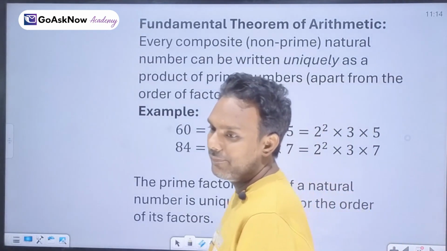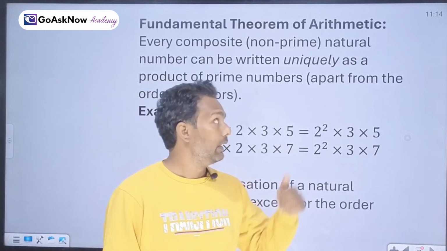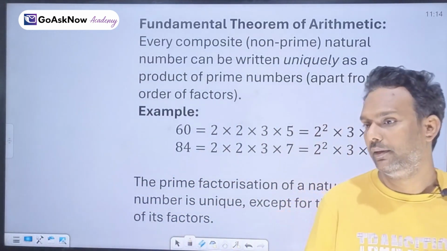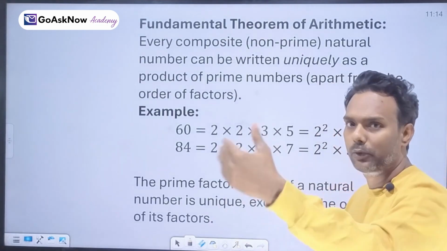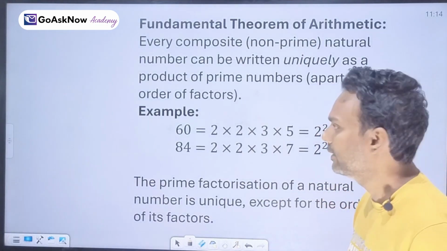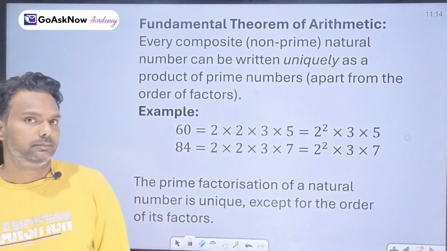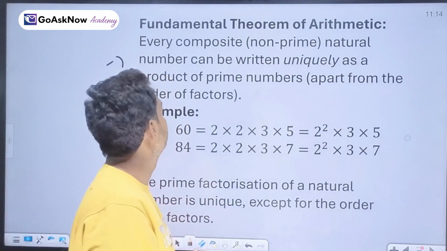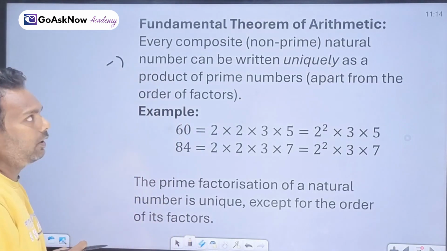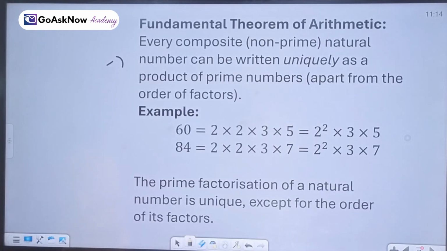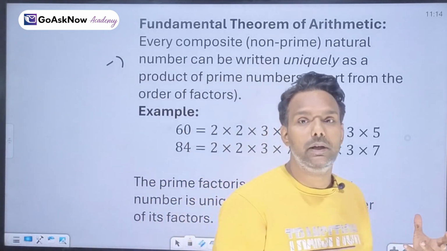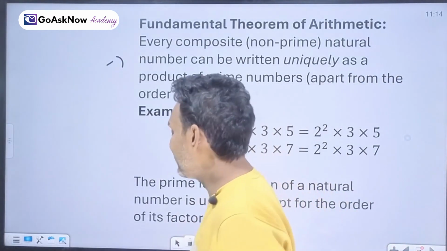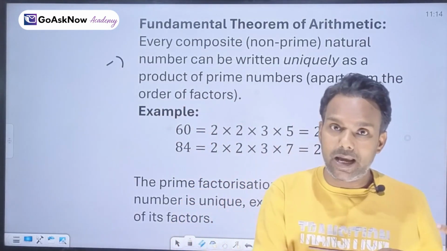Now we will study the fundamental theorem of arithmetic. This is the reason that we studied prime numbers in the previous slide, okay? Because I know that you have already studied prime numbers in 6th, 7th or 8th class. It's not a new concept, but to study this, I just revised the concept of prime numbers. So what is the fundamental theorem of arithmetic? It states that any natural number can be written as the product of prime numbers.